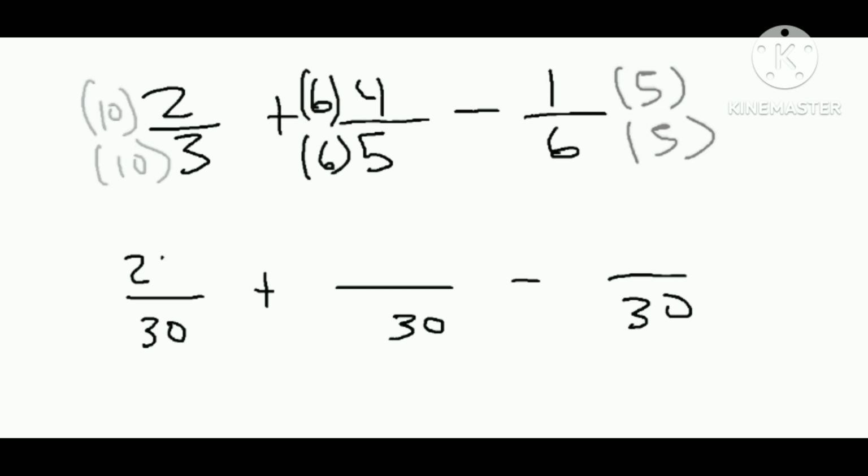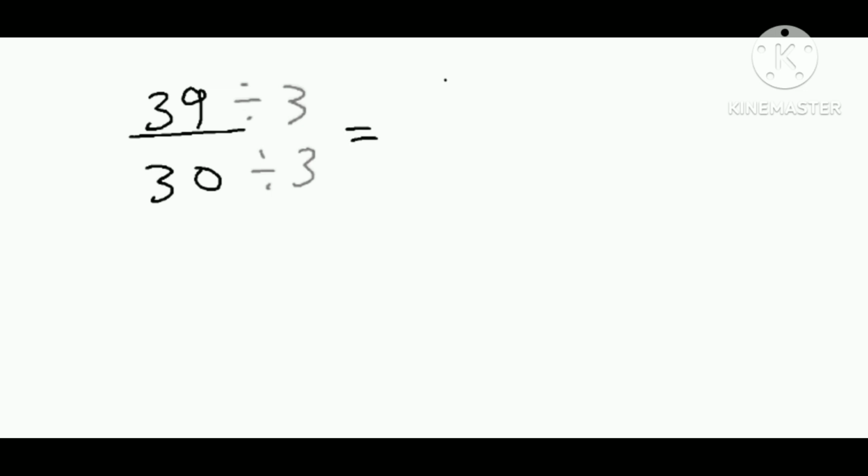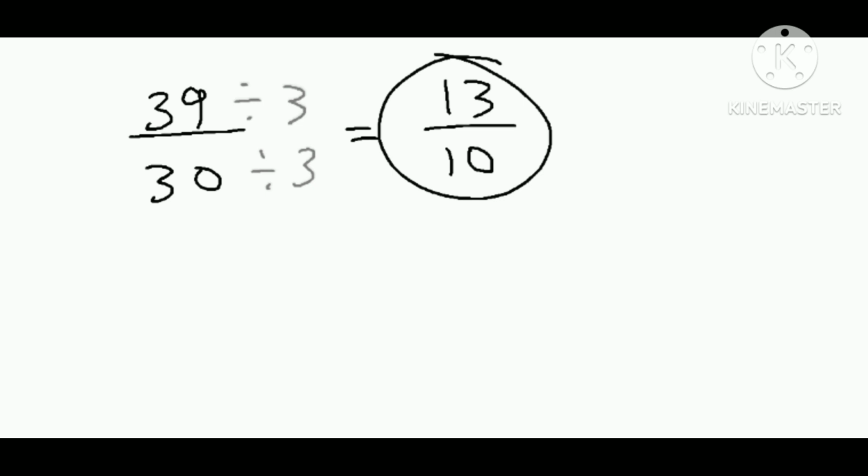10 times 2 is 20, 6 times 4 is 24, and 1 times 5, well, that's just 5. 20 plus 24 is 44. 44 minus 5 is 39. So the final answer for this problem is 39 over 30. But it turns out that we can reduce it. 30 and 39 are divisible by 3. 39 divided by 3, that's 13. And 30 divided by 3 is 10. So this is the answer in its reduced form.